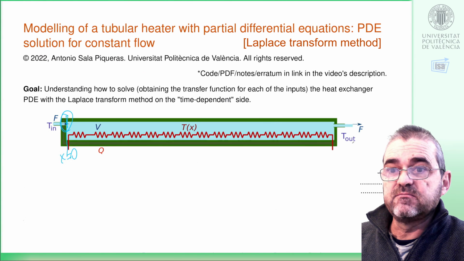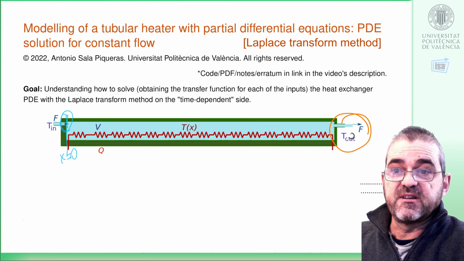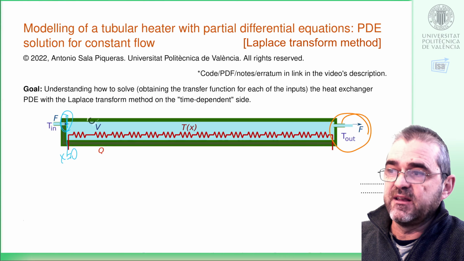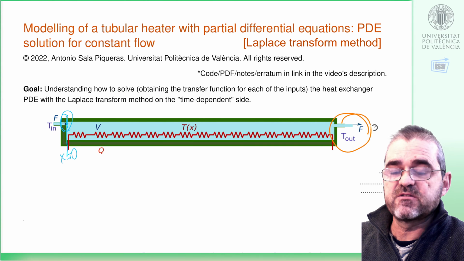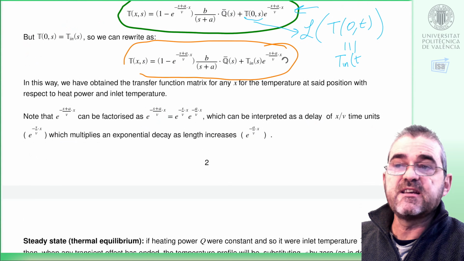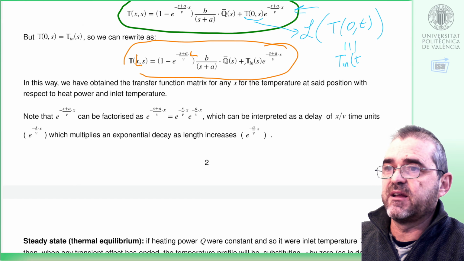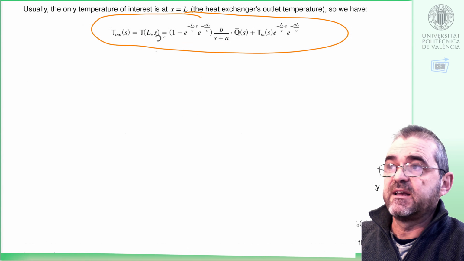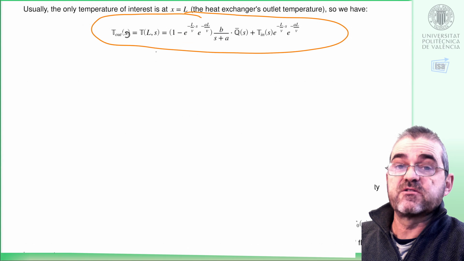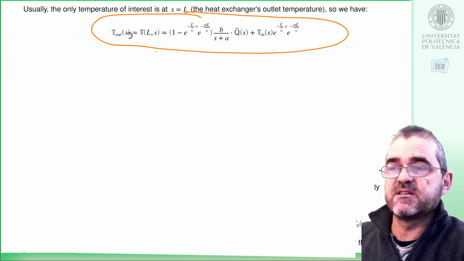In most technical problems, the only variable of interest to me is just the outside temperature, not the inside temperature profile. So if my only interest is in the outside temperature, I can just skip dependence on x and just replace x by the length of the pipe. So I will get an expression that only depends, of course, now on s, because we are particularizing to a particular position, the right-hand side extreme of the heat exchanger.